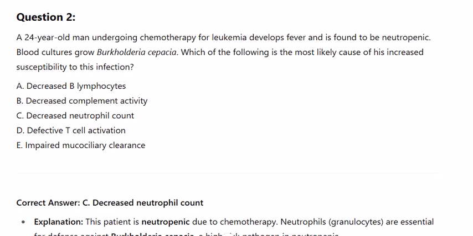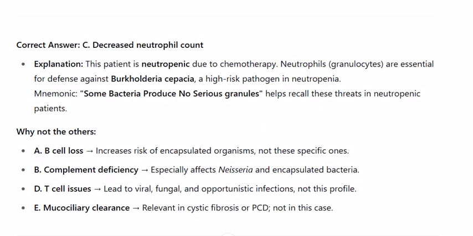Decreased neutrophil count. Explanation: This patient is neutropenic due to chemotherapy. Neutrophils, granulocytes, are essential for defense against Burkholderia cepacia, a high-risk pathogen in neutropenia. Mnemonic: Some bacteria produce no serious granules, helps recall these threats in neutropenic patients.